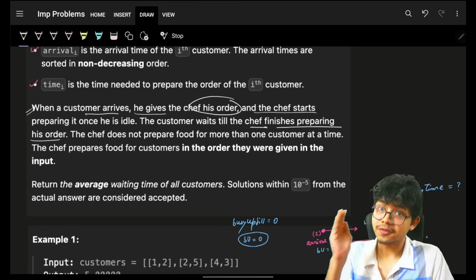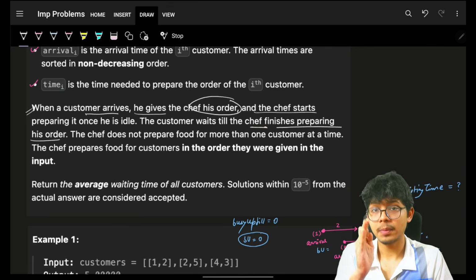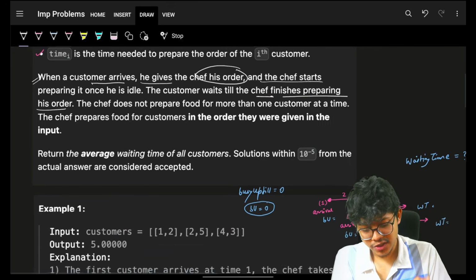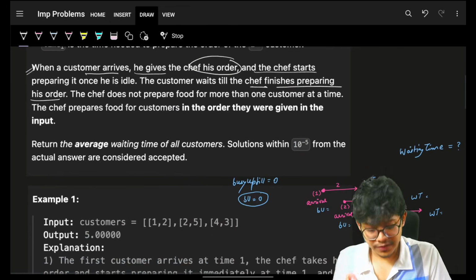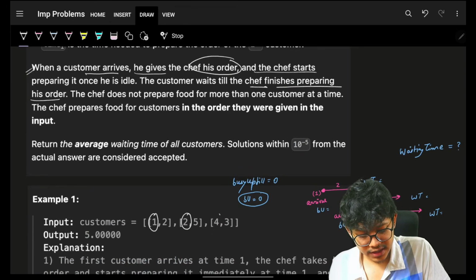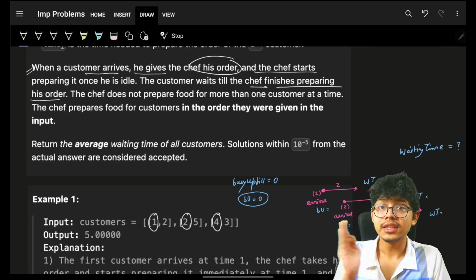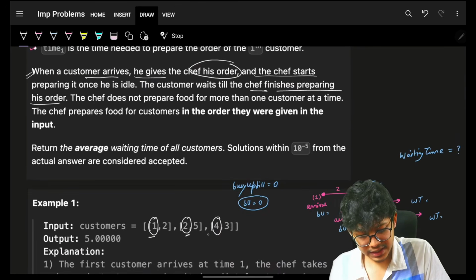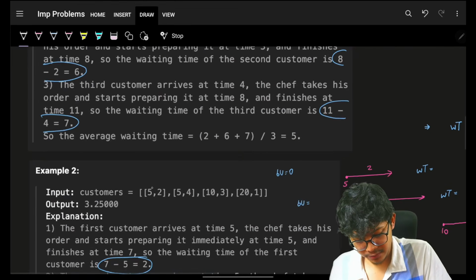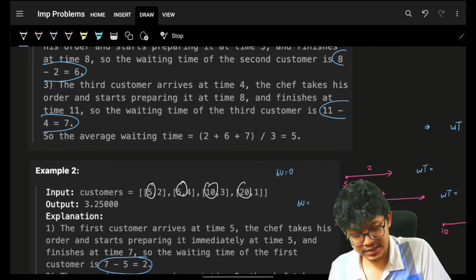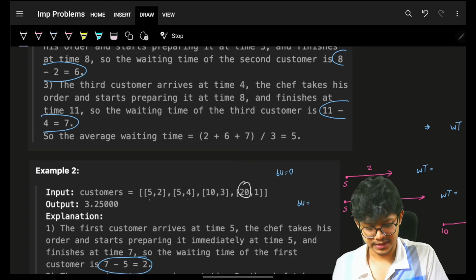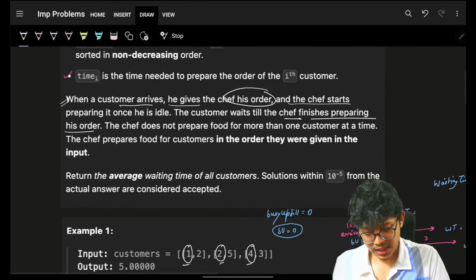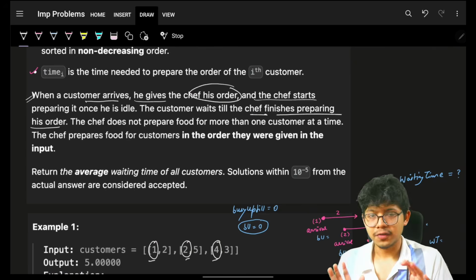So the first customer, his food will be prepared first, then the next, which means all the customers will be coming in the order of their arrival time, which is actually in increasing order. Their arrival time will always be in increasing order. As you can see, it is non-decreasing, or you can say increasing, both are the same, not technically but for feel.